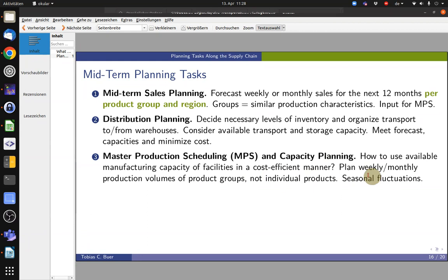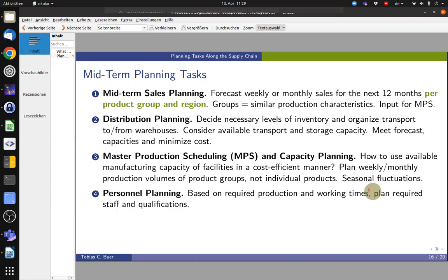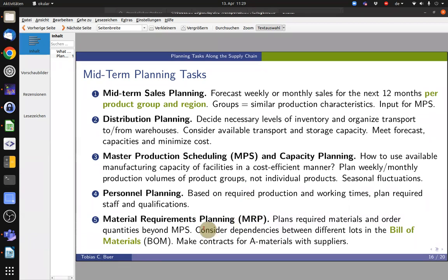For example, during the summer months, maybe many people are on holiday. It's a slow period. So on the one hand, our workforce will not be available, but maybe also our customers are not so interested in buying stuff. And then we consider a lower production output during the summer months. We also have to take into account our workforce planning or personnel planning. What qualifications do we need? How many staff do we need? How long are they working? This is a very important planning task.